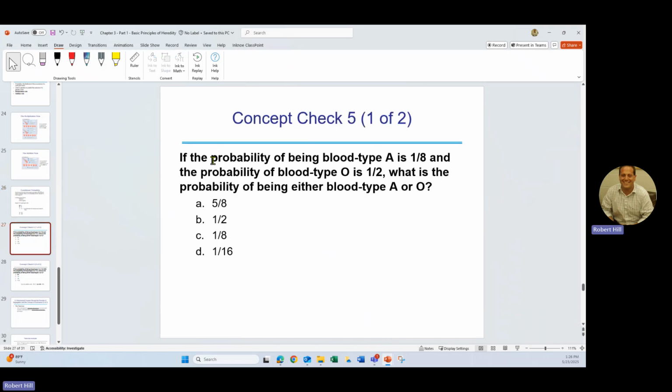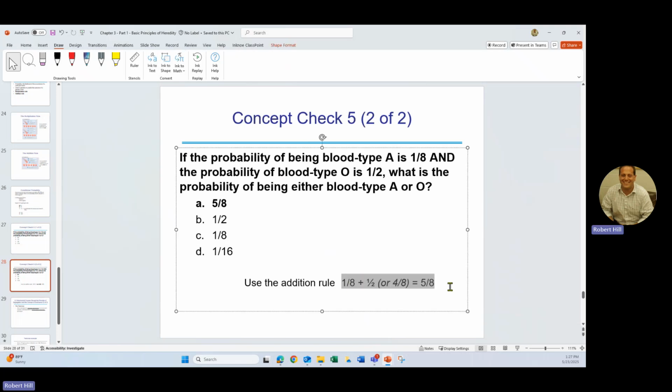If the probability of being blood type A is 1/8 and the probability of blood type O is 1/2, what is the probability of being either blood type A or O, right? So, we're doing either-or, so we're going to use the addition rule. So we're going to add 1/8 and 1/2, and that gives you 5/8, right? Yes. Okay.